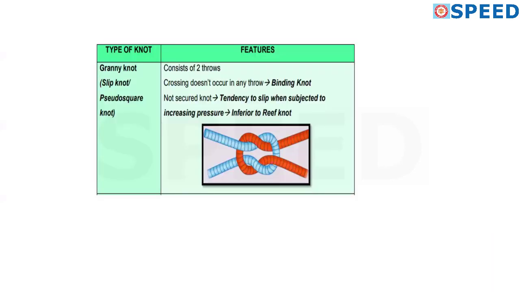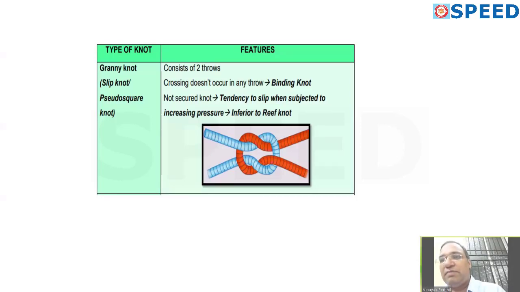The answer will be... if you look into the picture which I have shown, probably this could help in the upcoming exam or for learning also. Now, if you see this picture, you'll definitely be able to make out this is a granny knot, and you can see the difference. It consists of 2 throws. Crossing does not occur in any throw.